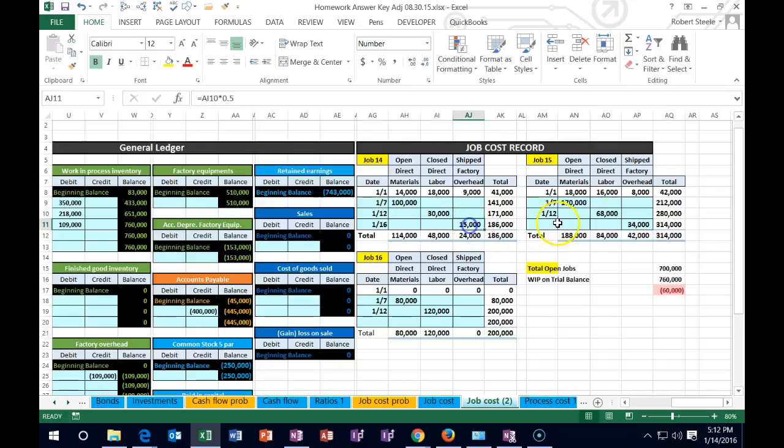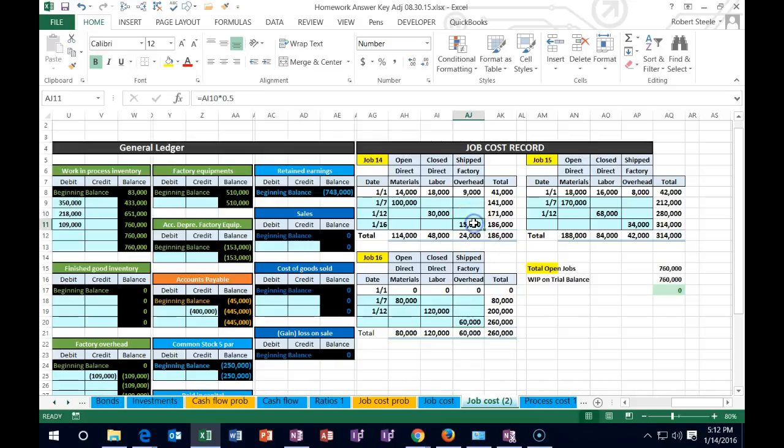Notice we're not allocating the overhead evenly. Idea being that the jobs are different sizes. Idea being that this job's a lot larger than this job based on the fact that there's a lot more hours being spent on that job. So then we're going to go down to AJ20 in the factory overhead column for job 16 equals the 120 direct labor times 0.5. So there we have that.